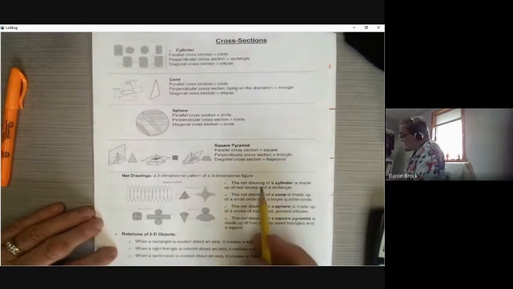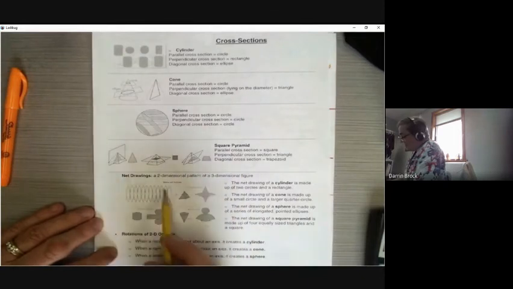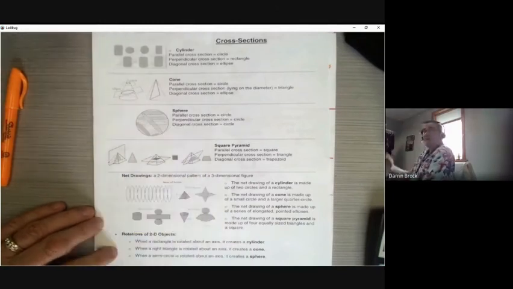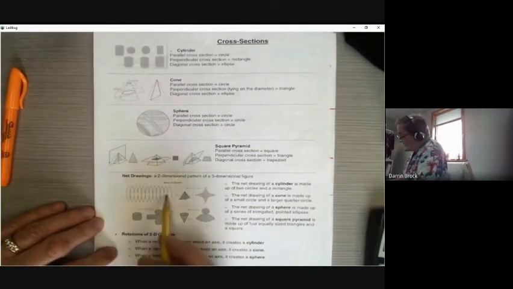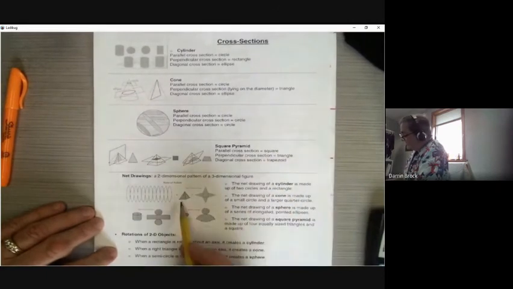And then this was the net drawings. When we take apart this square pyramid, we end up with that shape. Take apart a cone, we end up with that shape. Take apart a cylinder, we end up with that. And that was the sphere, which I just took from that one website there, that sphere picture right there. And so this talks about in words what this shows you as a picture.